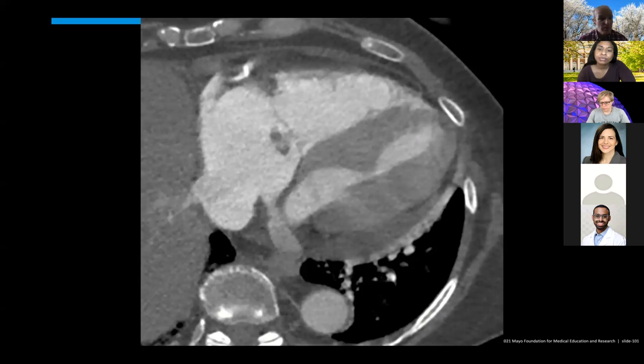Differential would be a papillary fibroelastoma, a vegetation, or potentially thrombus. We told the ordering provider to check for bacteremia. The patient was bacteremic. This patient had endocarditis.